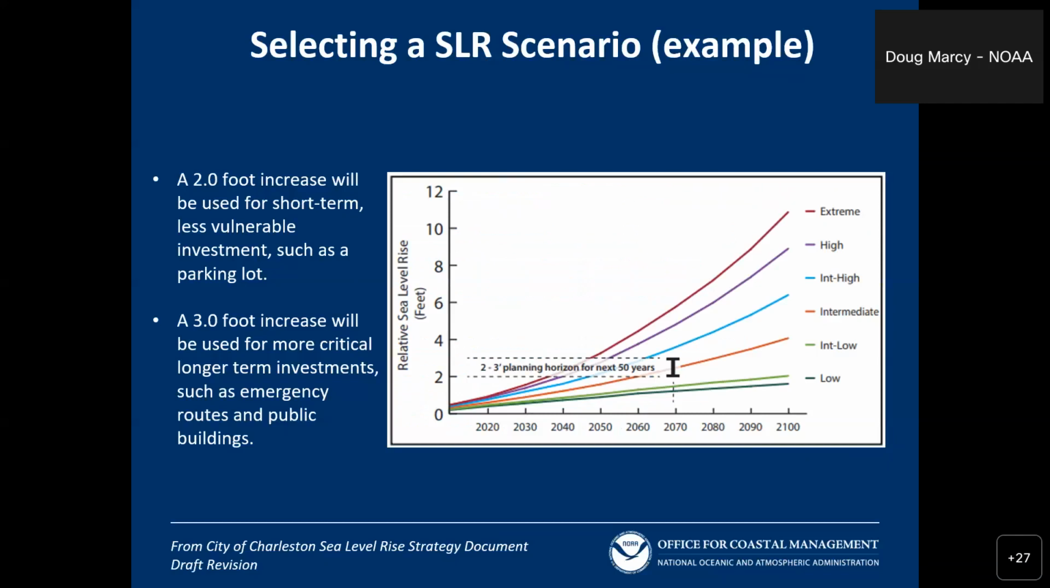Just as an example of what some of the local areas are doing and how they're selecting scenarios to use for planning, this is what Charleston has done in their sea level strategy. They're actually updating that as we speak. These are the 2017 projections, but they went out 50 years and used a range from 2 to 3 feet. This is similar to the freeboard that we're using for the FFRMS, but it goes out to 2070 and kind of straddles that intermediate curve line. 3 foot for more critical infrastructure.